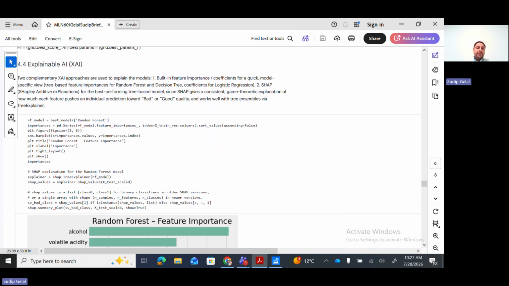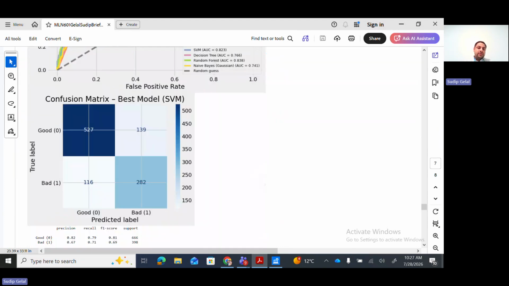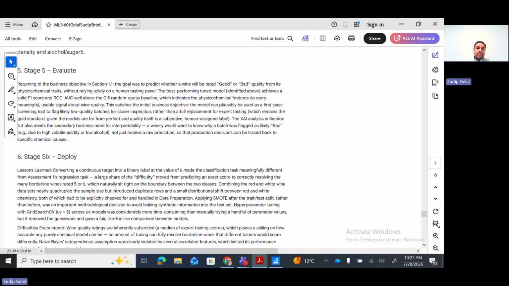And stage five, evaluation. In the evaluation stage, I compared all six models using accuracy, precision, recall, F1 score, and ROC AUC. After comparing the results, random forest achieved the best overall performance. This means it makes the most reliable predictions for both good and bad wines. So it was selected as the final model.